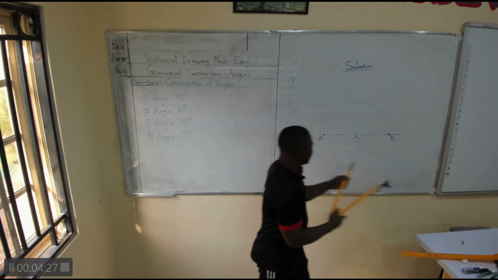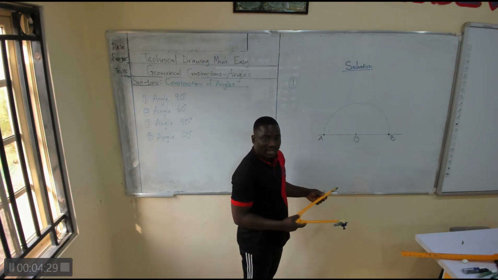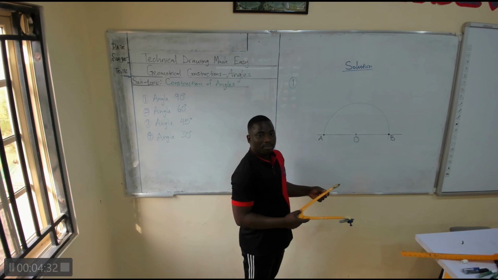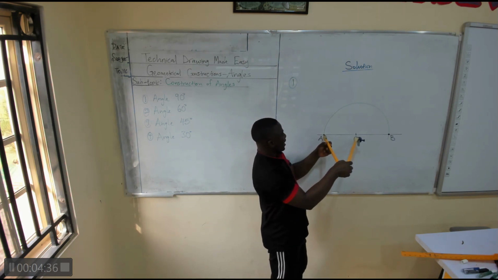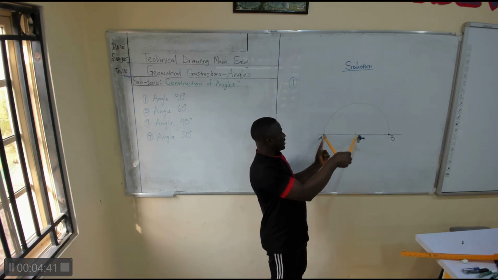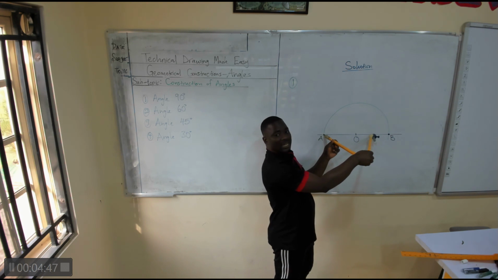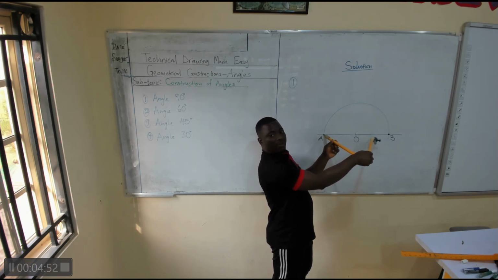So you'll be placing your compass. Anytime you want to bisect, remember when we did bisection of line, place your compass at the start of the line. For example, here it is going to be A. At point A, place your compass. Extend your compass more than half. Make sure your compass is more than half of line AB. So it should go more than point O.